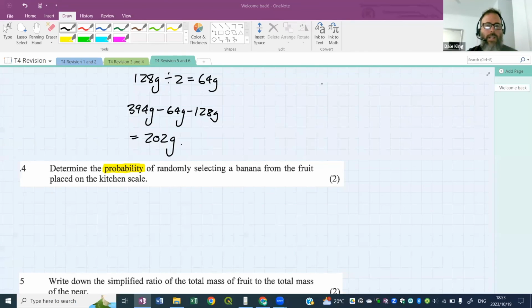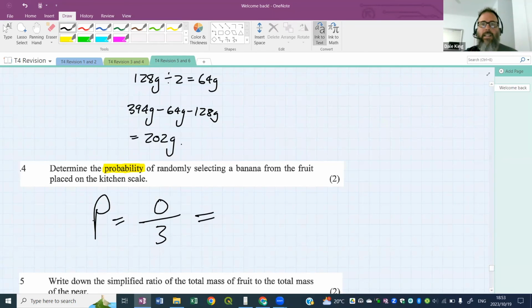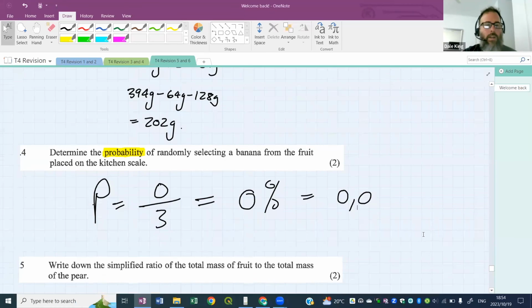Determine the probability of randomly selecting a banana from the fruit. There are no bananas. By the way, there are a total of 3 possibilities. How many bananas? Zilch, nada, nix, nothing. All right. If you want a percent, there you can have it. If you want a decimal, there you can have it. If you want a fraction, there it is. Come with your probability questions. All right, next one.